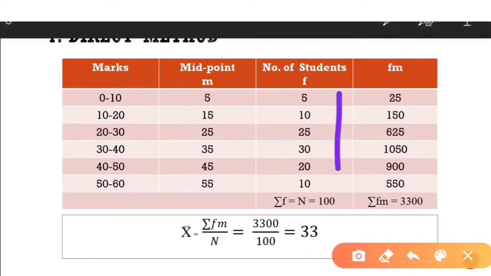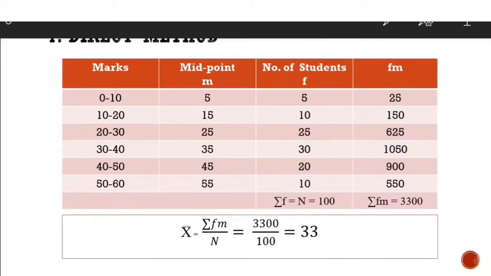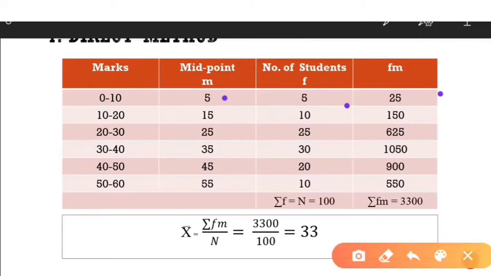Now the frequency was already given to us. Now we have to multiply f into m. So f into m: 5 into 5 is 25, 15 into 10 is 150. So we are getting this whole column in this manner.